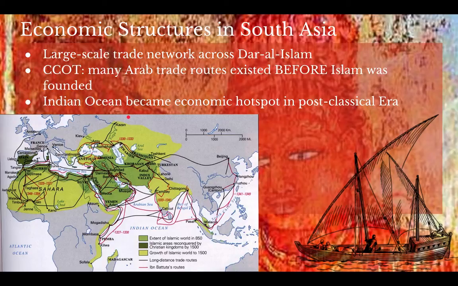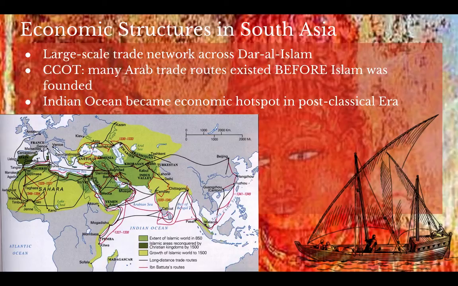Another thing that I would be remiss if I didn't mention was that this trade network existed prior to the founding of Islam, right? There is archaeological evidence suggesting that these trade connections were established as early as 500 BCE. So in any case, the vast reach of trade networks connected areas as far away as North Africa to Eastern Europe to Southwest Asia to South Asia and then beyond, through the South China Sea, even into East Asia. So the Indian Ocean transforms into an economic hotspot in the post-classical era.